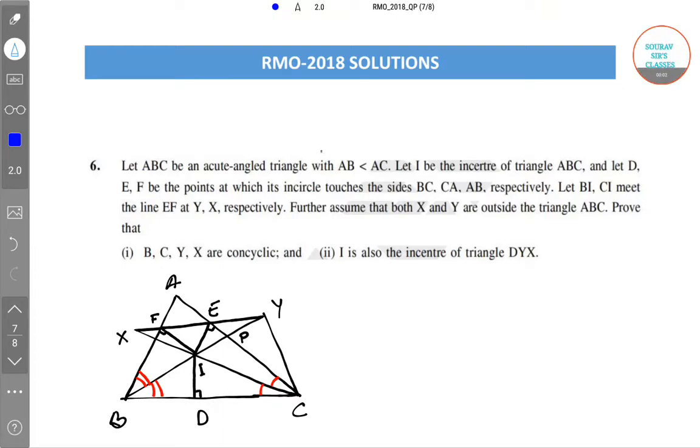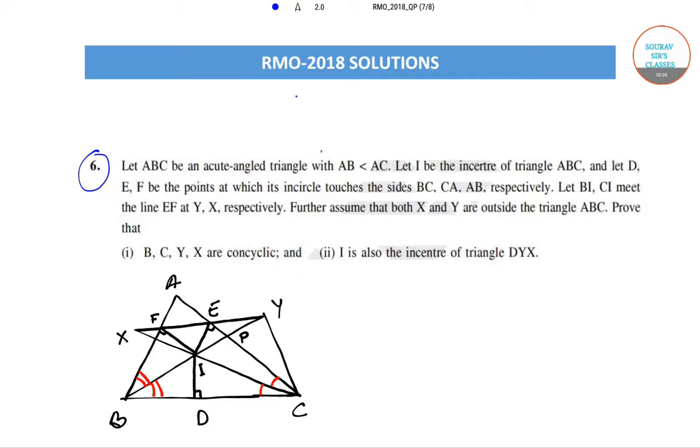Hello, today we'll be solving question number 6 from the RMO 2018 question paper. In this question, we have been given that let ABC be an acute angle triangle with AB less than AC. Let I be the incenter of the triangle ABC and let D, E, F be the points at which its incircle touches the sides BC, CA and AB respectively.